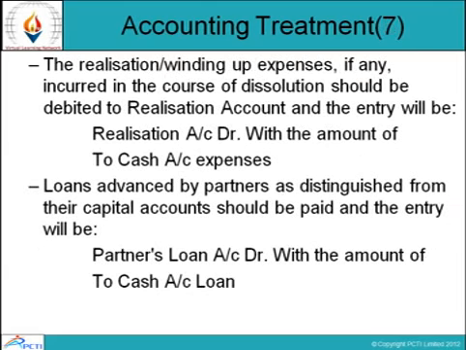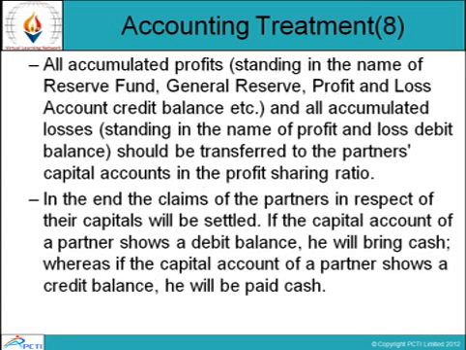Accounting treatment 7, the realization or winding up expense, if any, incurred in the course of dissolution should be debited to the realization account and the journal entry will be realization account debit with the amount of cash to cash account. Loan advanced by partners, as distinguished from their capital account, should be paid and the entry will be partner's loan account debit with the amount of loan to cash account.